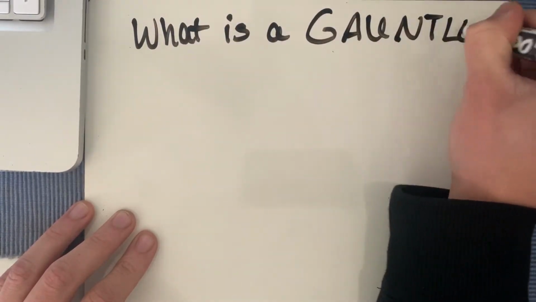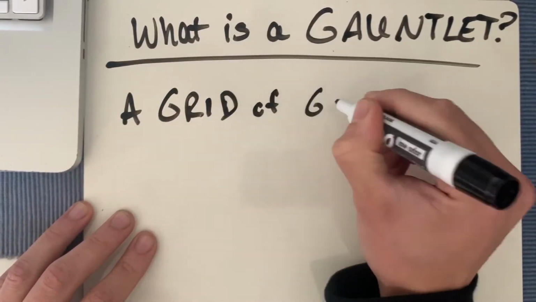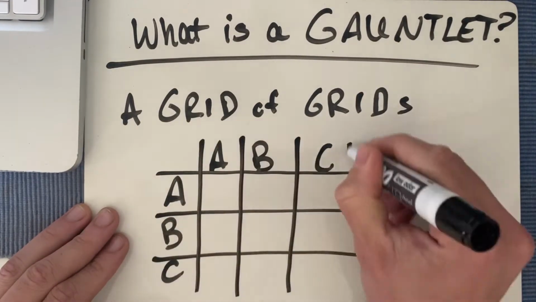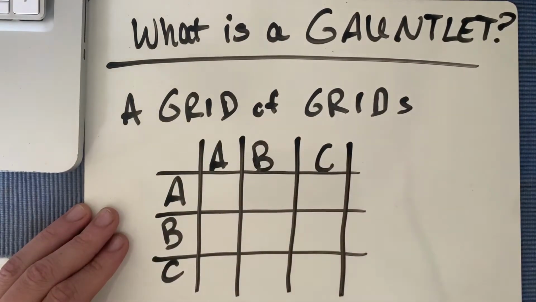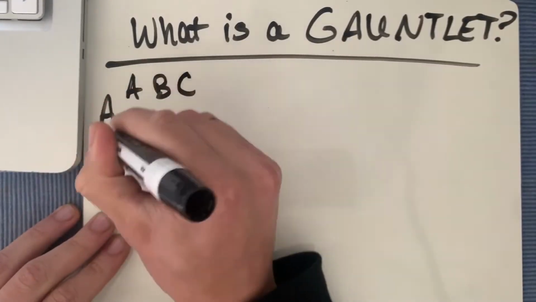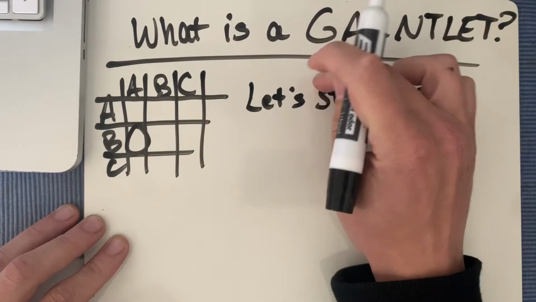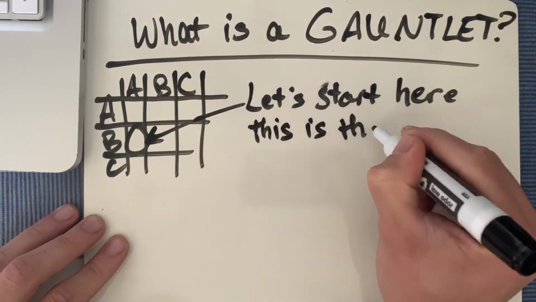So what's a gauntlet? A gauntlet is a grid of grids. What does that mean? It means that every square in this graph you see right here is a grid.